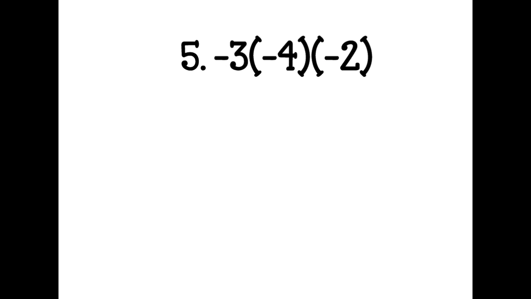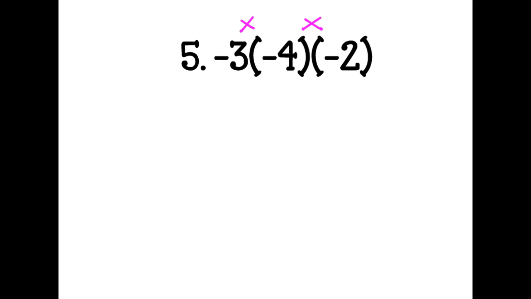Okay, number 5, we get a little trickier. We have negative 3 times negative 4 times negative 2. Remember, I didn't go over this in the earlier problems. Remember that these parentheses, with no space between, mean multiplication. There's a multiplication sign in there. But by the time we get to 7th grade, we know that and we don't have to write it anymore.